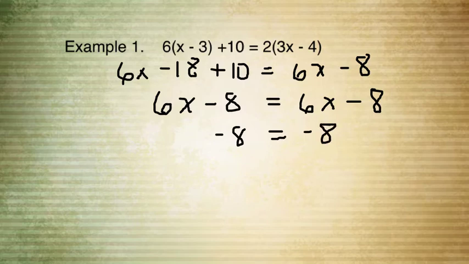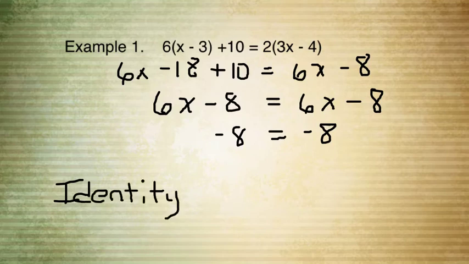So what type of equation is this? Null set or no solution, one solution, or identity? If you said identity, you're correct. That means that any value for x will make this equation true.